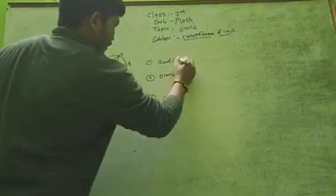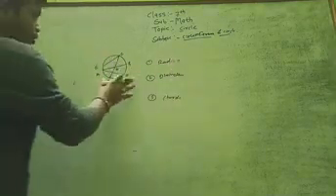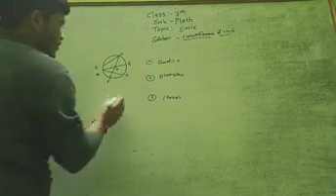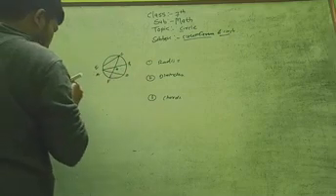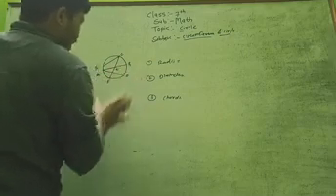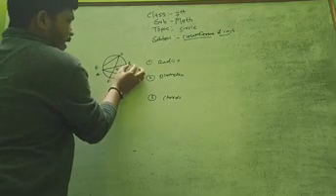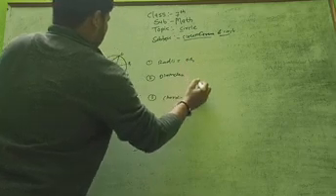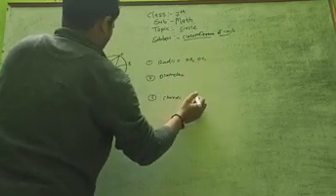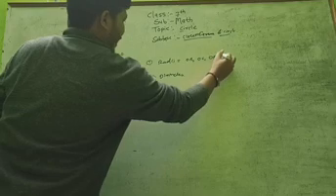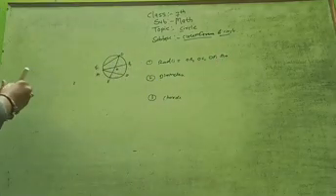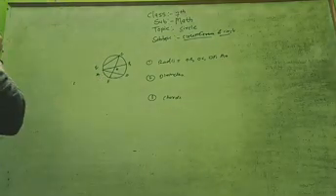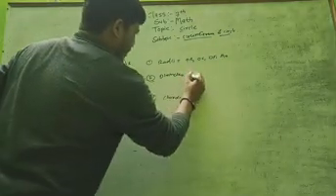Now what are the radii? How many radii are here? OB is a radius. The line joining the center of the circle and a point on the circle is the radius. So OB, OC, OF, AO, these are all radii. OB is a radius of the circle, OF is a radius of the circle.